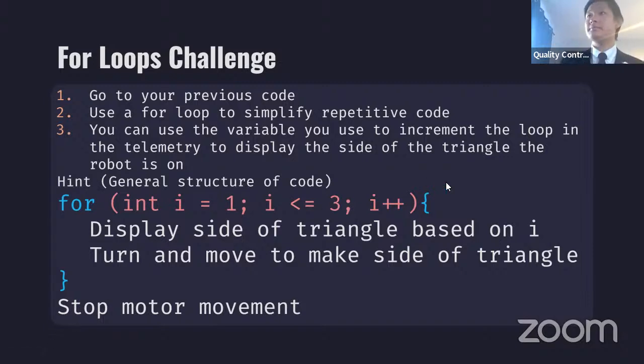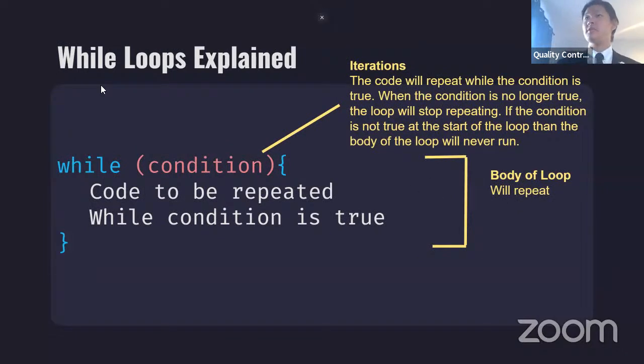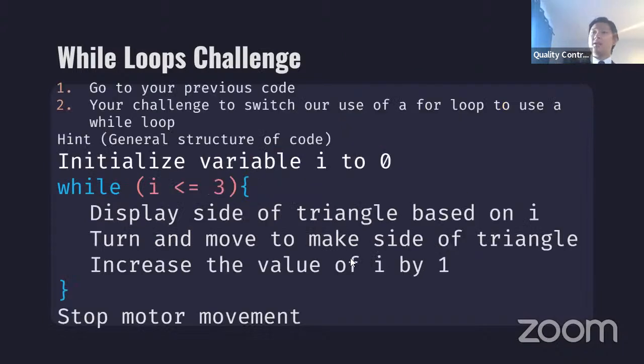Oh, great then. So I suppose I'll just move on. There's a while loop. While the condition you put in the while loop is true, it'll just repeat the code. That's all it does. So here's a new one. Go to your new code. I challenge you to switch out the for loop for a while loop, and here's a hint.